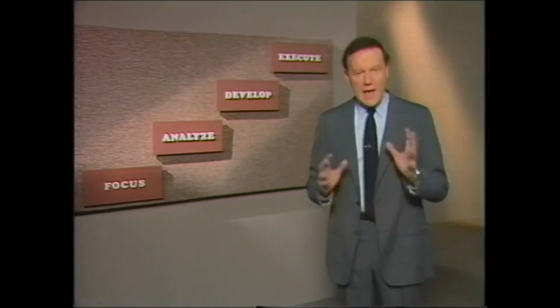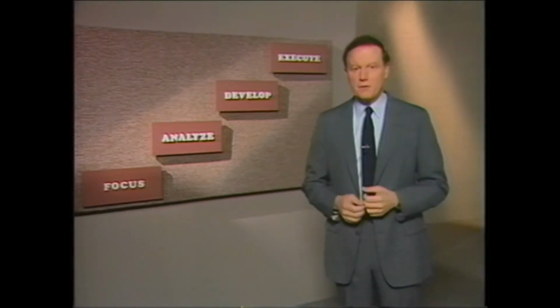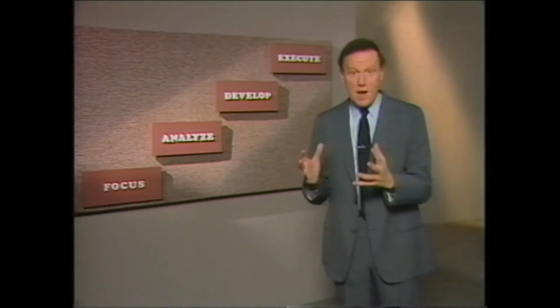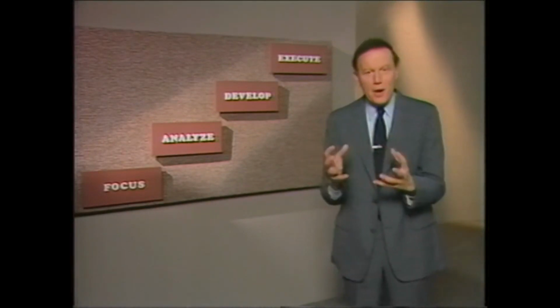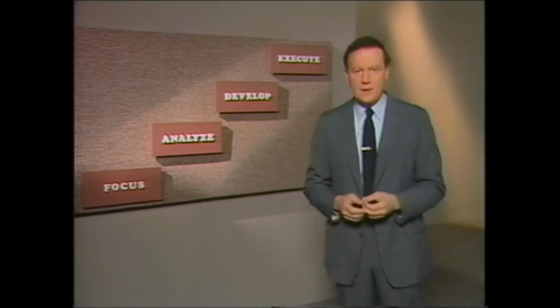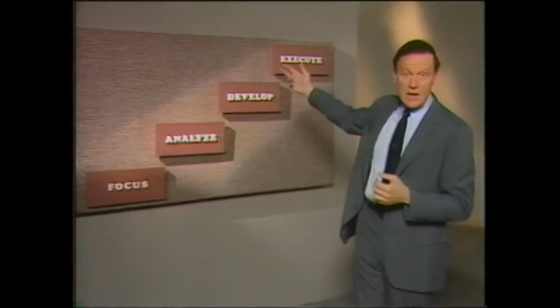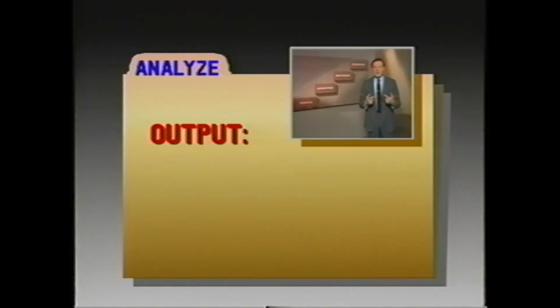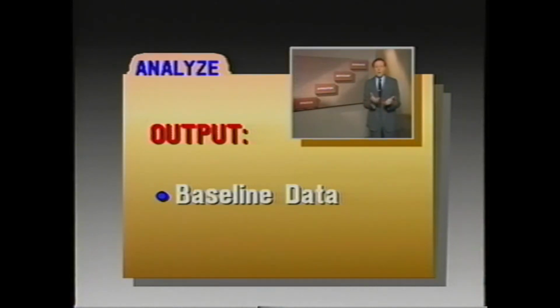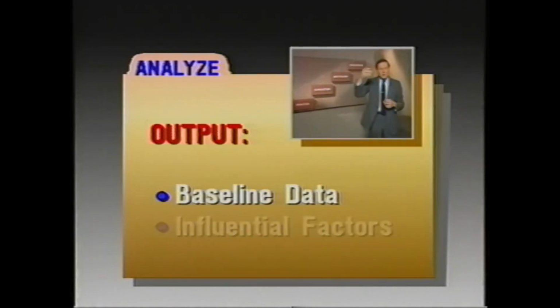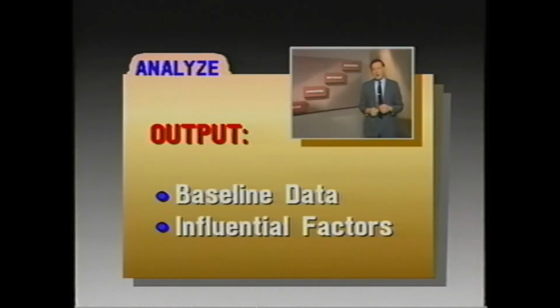We're now ready to analyze that problem that you've come up with. You now have, hopefully, a well-defined problem to work on, but now you have to rip it apart to find out what's causing that problem. You have to do that before you can develop solutions and execute those solutions. And the output of this unit will be that you'll have some baseline data. You'll know where you're starting from so that anything else we do after that will now have a frame of reference. You'll also have a list of the most influential factors causing that problem.